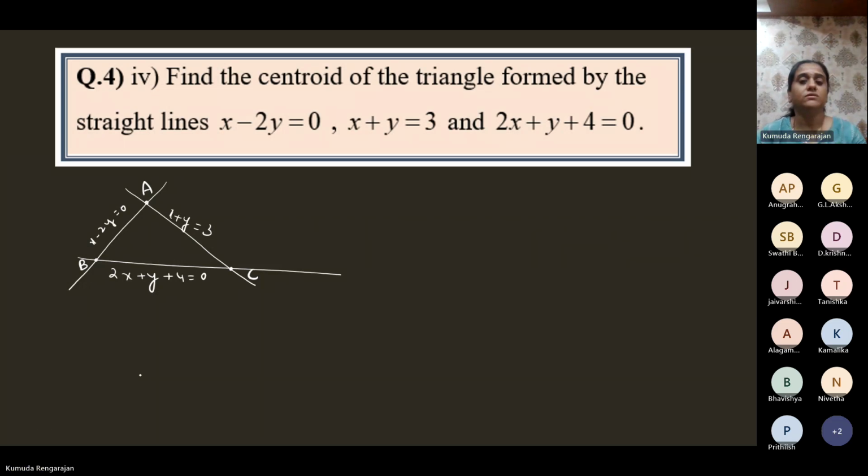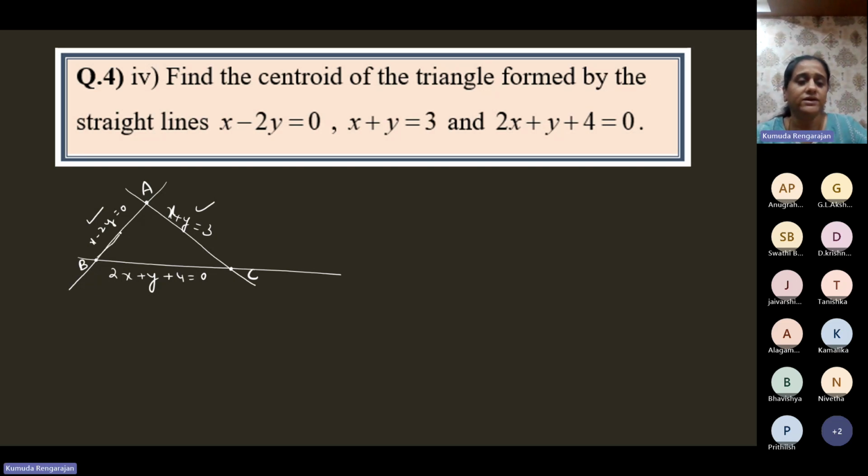Okay. So solve this equation and this equation simultaneously using the elimination method. So you will find the solution set, right? You will find the values for x and y. So that will be the point of the vertex A.